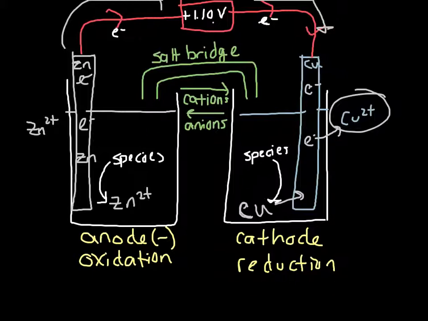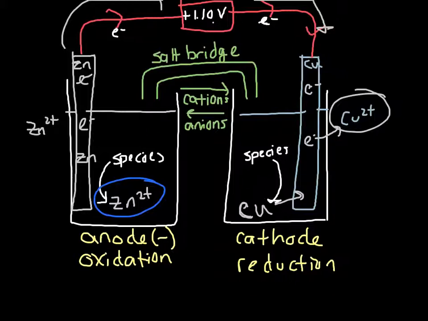Then you have the salt bridge, which is what's going to balance everything out, because we have electrons moving up and over from our anode to our cathode. We have zinc ions being put into our zinc solution at a higher concentration. So now this solution is becoming more and more positive as those electrons are being lost. That being said, this copper sulfate solution is losing its positives because they are being reduced.